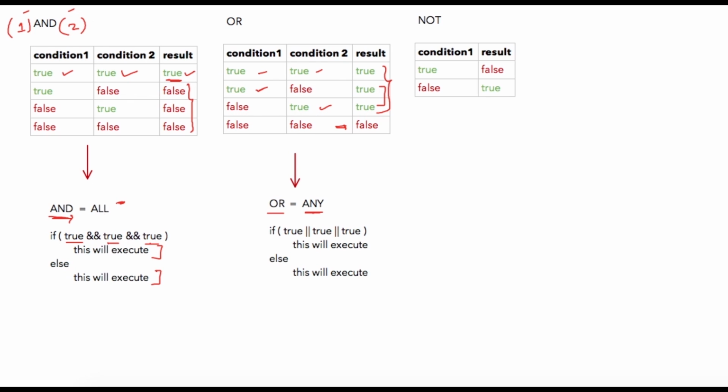So in case of an if statement, if any of these conditions is true, this will get executed. How do we read it? If true or true or true. If any of these three conditions is true, this part will get executed, else this will get executed. So when all are false, in that case the else block will get executed.